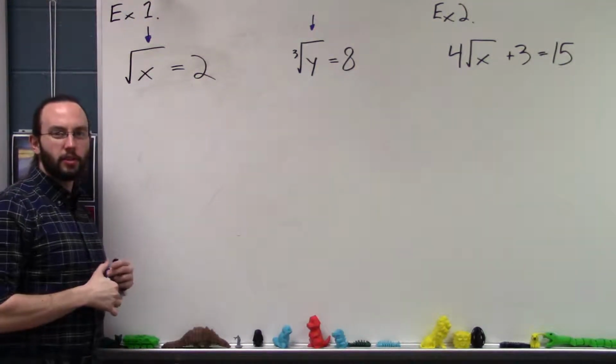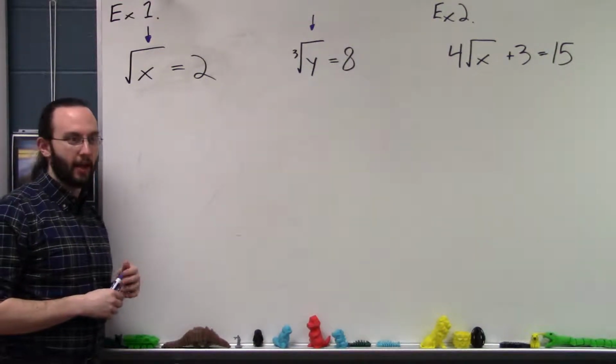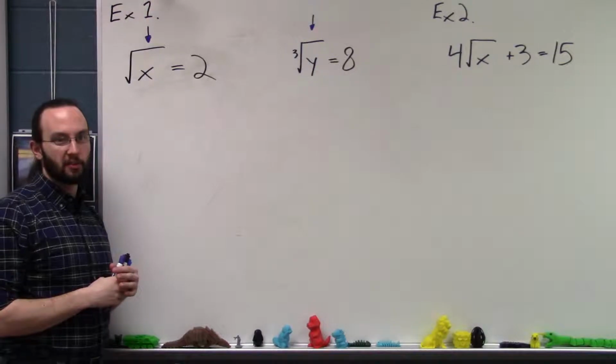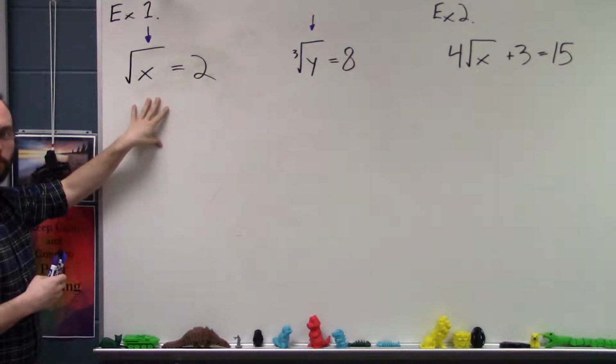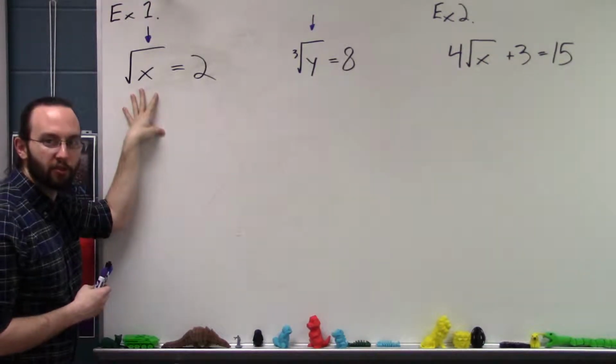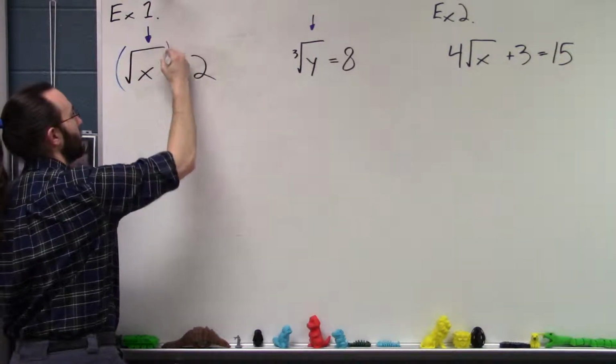In order to undo something, we need inverse operations. So the inverse of multiplication is division. The inverse of subtraction is addition. The inverse of a square root, in other words, how do I get rid of a square root? Well, we just need to square both sides.